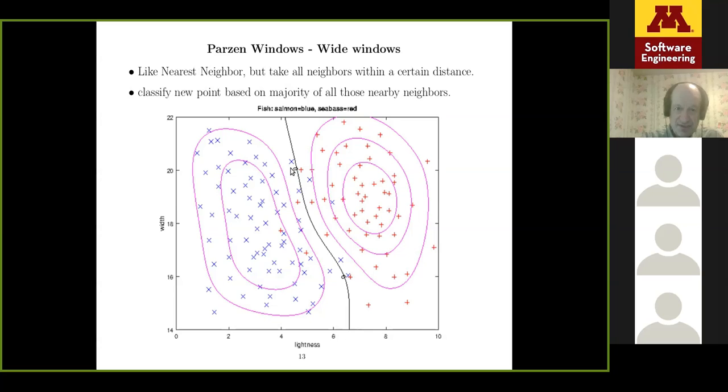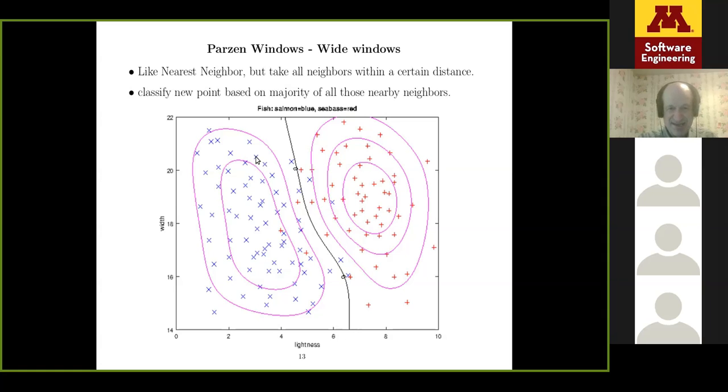And if you use a Parzen window with very wide fields, you get a rather smooth separator, which can do a better job in separating the points. This is really non-parametric, because you still have to save the entire data set in order to draw these sort of force fields. You can think of it as a smell test.